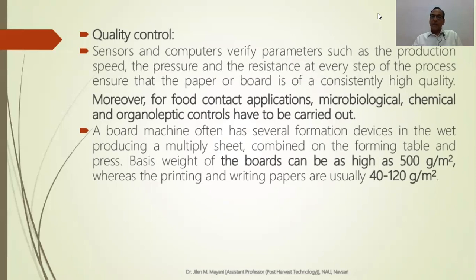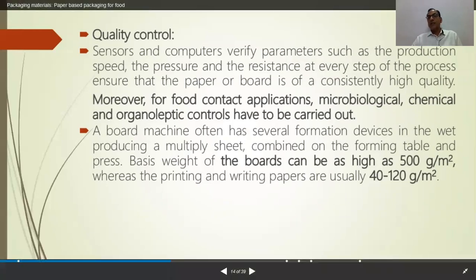All right. And the boards can be as high as 500 gram per meter square density, whereas the printing and writing papers are usually 40 to 120 gram per meter. So it's the weight of the paper. 1 meter square में 500 ग्राम आएगा और वहां पर 1 मीटर स्क्वायर में 40 से 120 ग्राम आएगा. So depending upon the weight of the paper, it is used for various different purposes.